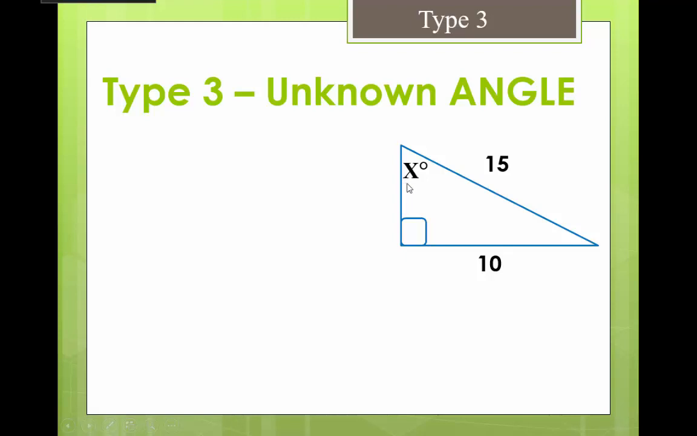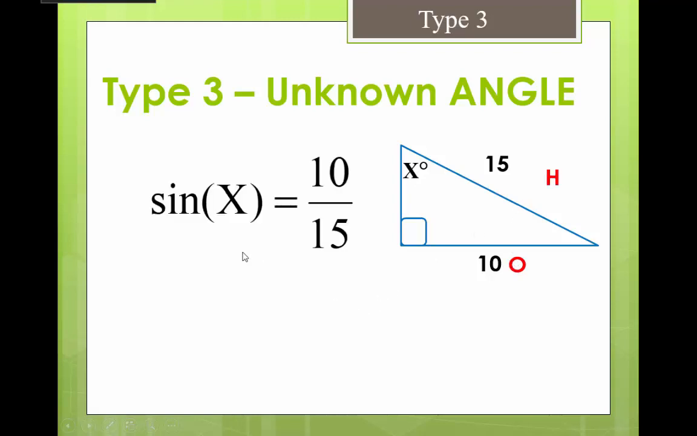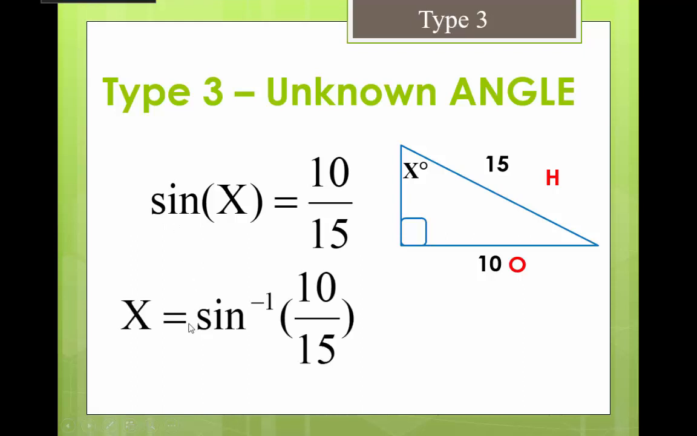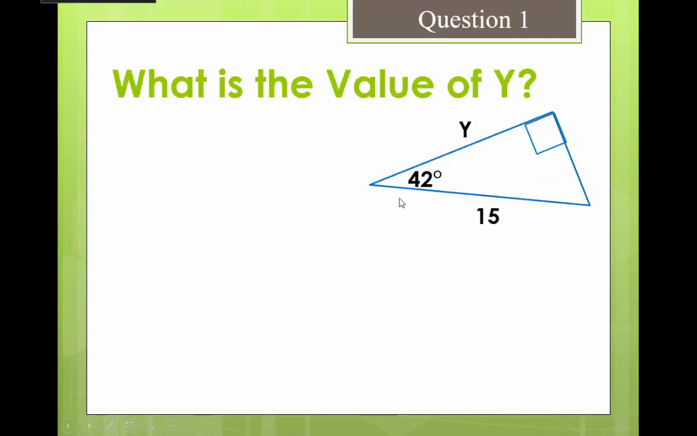Unknown angle. We have to solve for angles as well when we're doing trigonometry. Again, identify our sides: opposite, hypotenuse. So x is in there, opposite is 10, hypotenuse is 15. Therefore, to work out x, we have to do inverse sine of 10 divided by 15, and that gives you an angle. I don't think that's right, but I think I might not have changed the PowerPoint there.